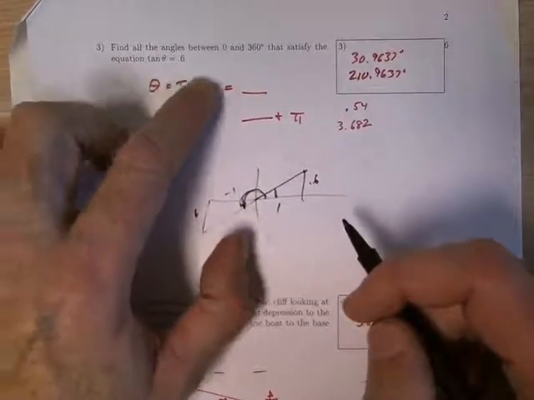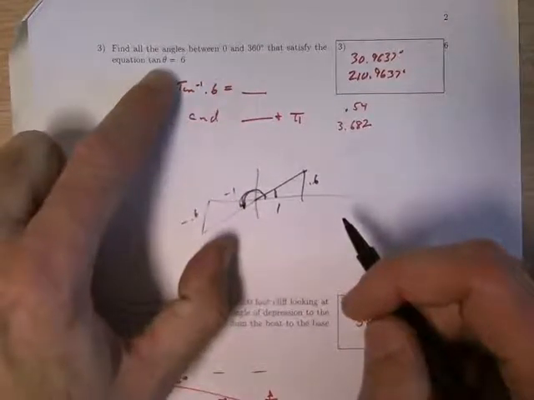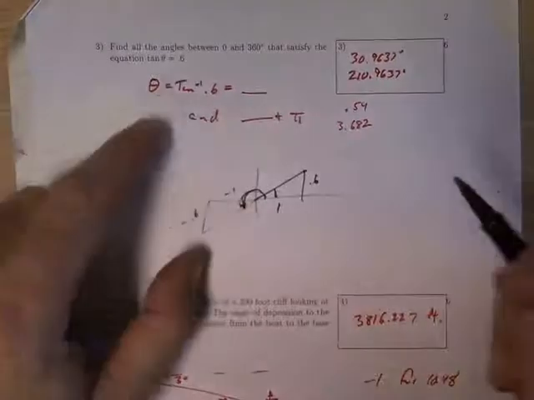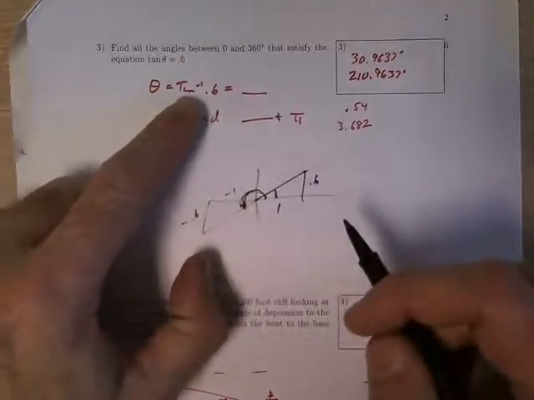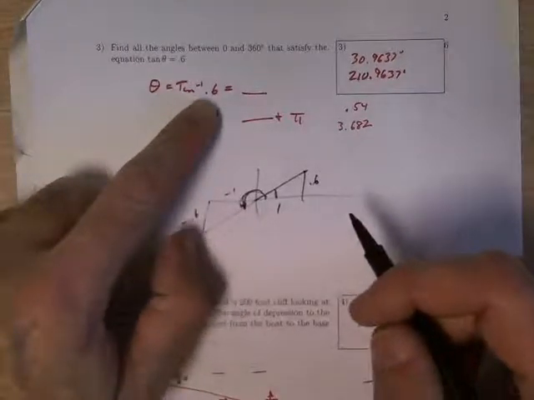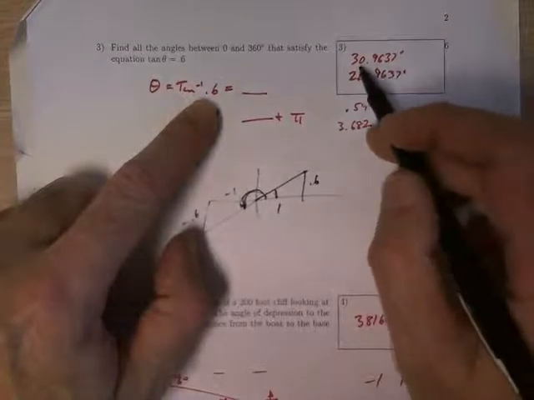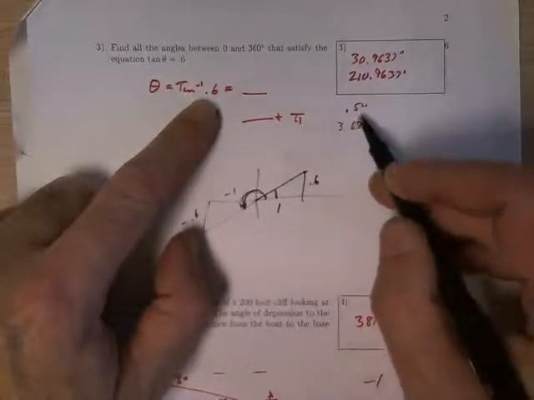Find all the angles between 0 and 360 that satisfy the equation tangent of theta is 0.6. Well, one of the answers, the simplest one, is just take the inverse tangent of both sides. So you get the inverse tangent of 0.6. That's just under 31 degrees, 30.96. If you're doing it in radians, it's 0.54.